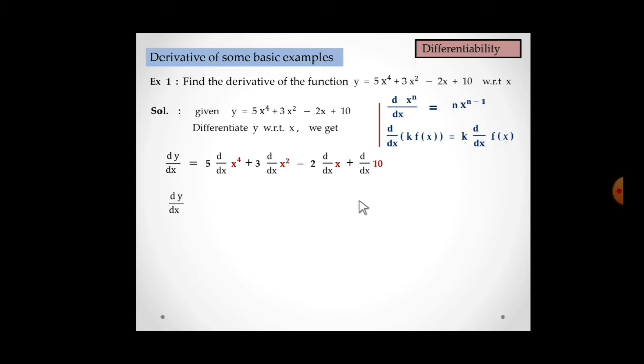Next, writing the derivatives: of x raised to 4 is 4x cube, x square derivative is 2x, x derivative is 1, and the constant is 0. So next is the simplification of this step, that is 5 into 4, 20, 20x cube plus 6x minus 2.